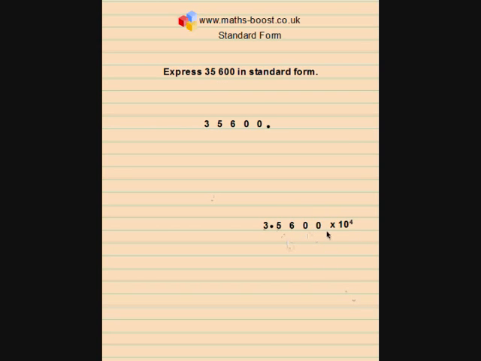We can tidy it up a little. This is correct, but we'll tidy up a little bit and drop those 2 zeros off the end. We don't need them. So that's our answer.